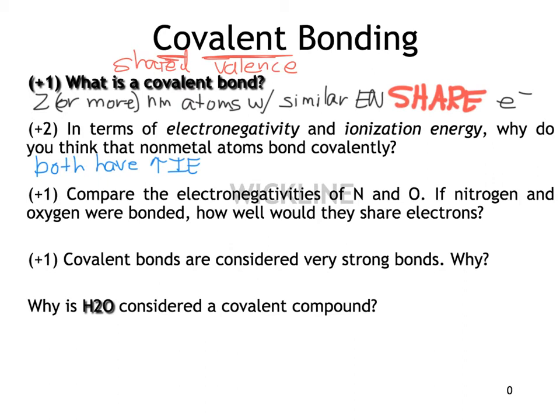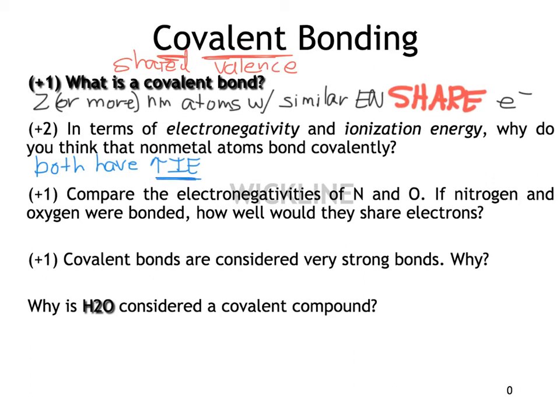And what that means is that neither one of the atoms is going to want to lose an electron. I guess properly we should say that it would take a lot of energy to remove an electron. That's what high ionization energy means.